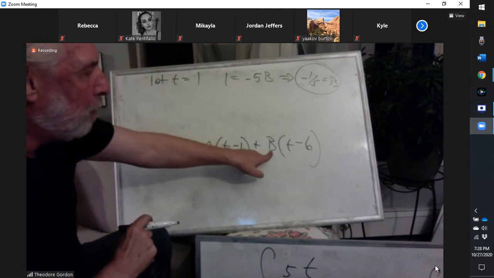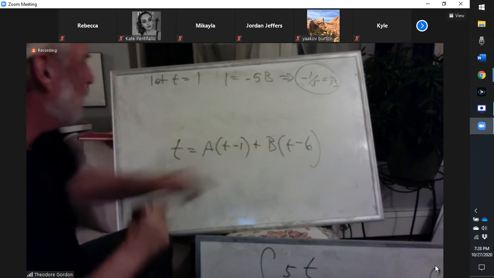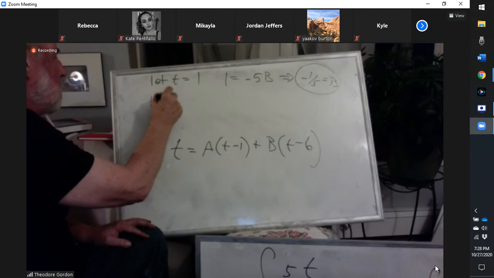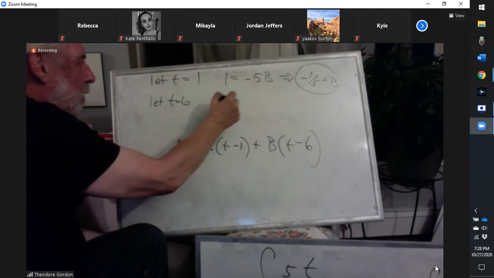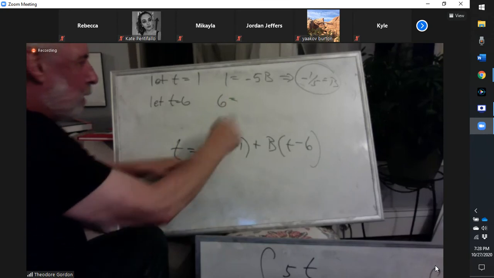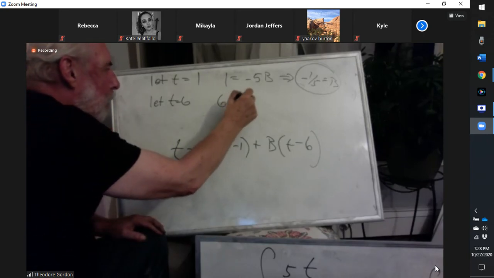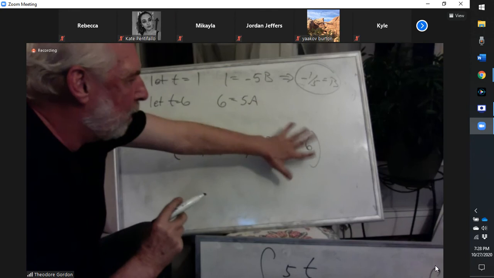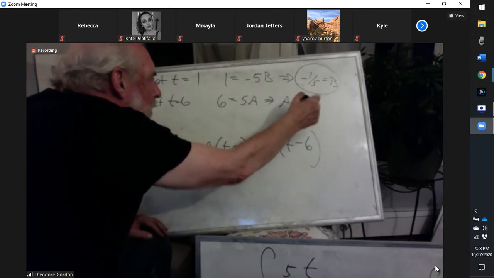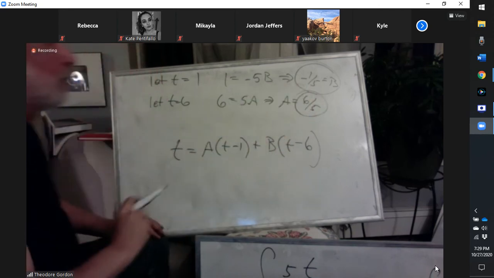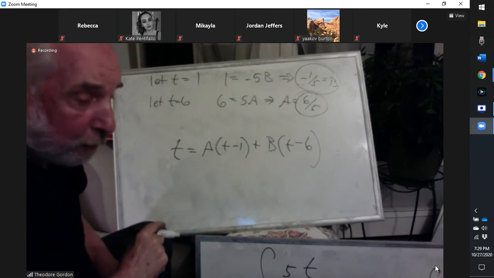Now, to make the b disappear, we let t equal 6. So here's a t, so we put a 6 here. And then if we put a 6 here, we get 5a. We put a 6 here, this is 0. So a is equal to 6 over 5. And that's all we need to finish this problem.